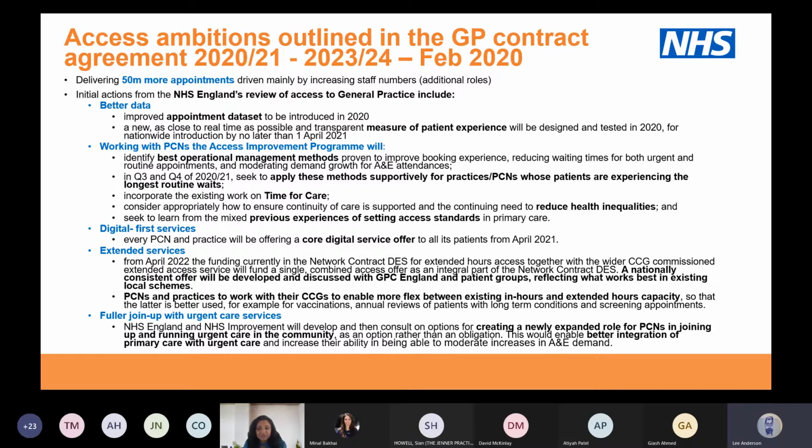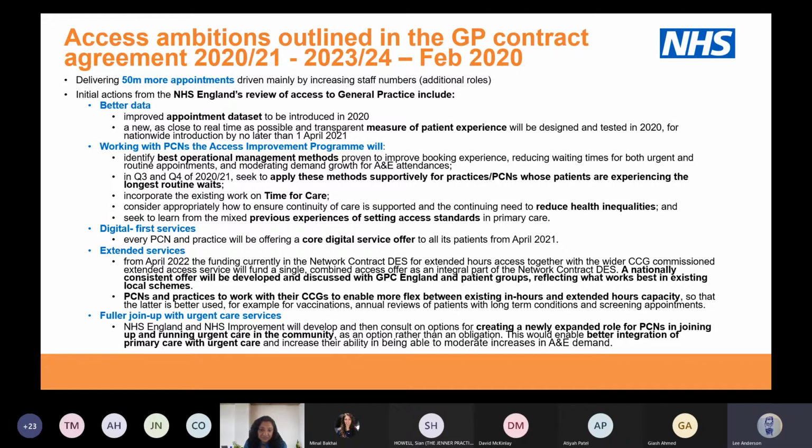Working with PCNs, as part of the access review, NHS England developed a program called the Access Improvement Program. This has been rolled out to all the CCGs, and any practice that is struggling with access can approach their CCG and ask to be part of this program. So it's a nationally funded program. You don't have to pay anything for it, and it will support general practice in whatever actions you want to improve within your practice. It can be related to access. It may not be related to access, but it definitely is a good resource to have if you are struggling.